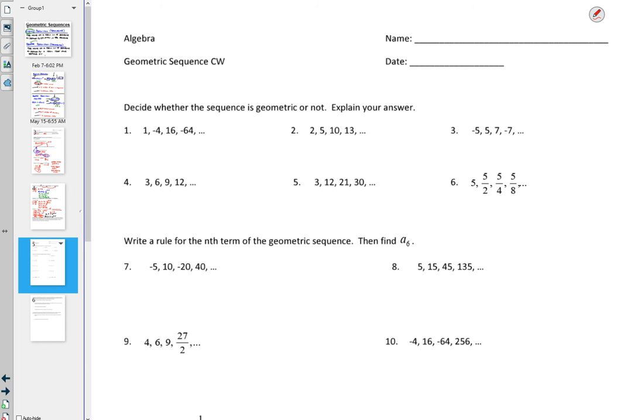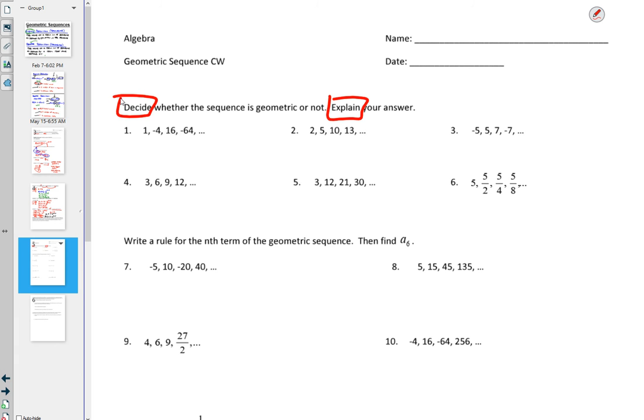Notice how here they are not telling us that the sequence is geometric. They're asking us to decide, and then also to explain. So number 1, how would we decide if a sequence is geometric? Does it have a common ratio? So that's going to be a yes or no.